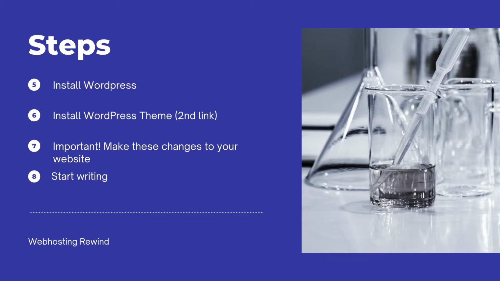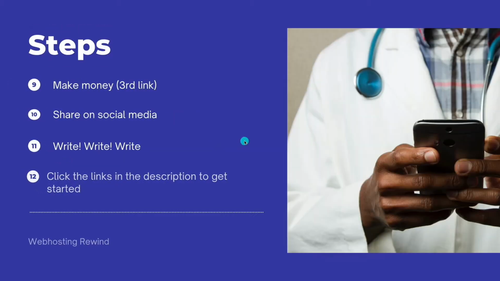After that, we are going to make some changes that you absolutely have to make to your website so that it can start getting traffic. Then I'm going to show you how and why to start writing. After that, we're going to look at some different ways to make money with your website, and then why you need to share your content on social media in the very beginning. Finally, we will conclude our conversation with how many blog posts you need to write to start getting traffic and make the type of money you want to make.